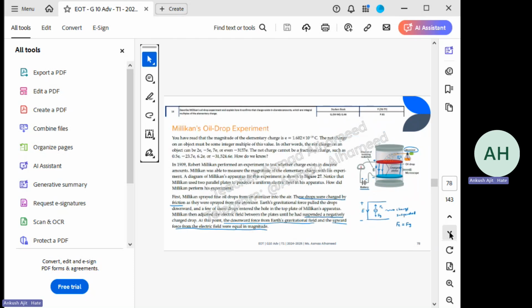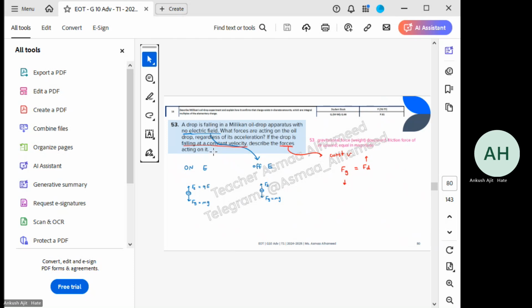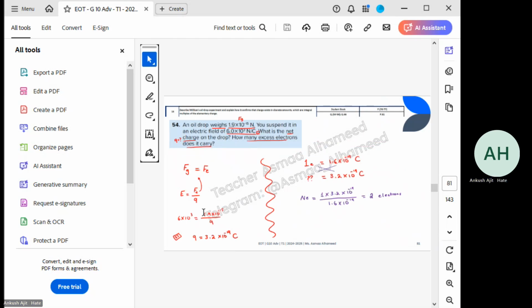Millikan oil drop is also clear, I hope. In this, the electric force should be equal to Fg, the gravitational force. Electric force should be equal to gravitational force, that they are saying here. That's it. These are textual questions, printed directly. Fg equal to Fe you can do, and then you can equate with this. Fg is given, but you can equate it to Fe and get the answer, Q equal to Fe upon E.